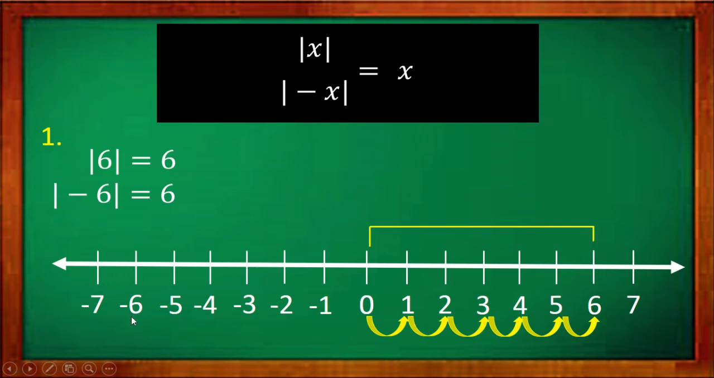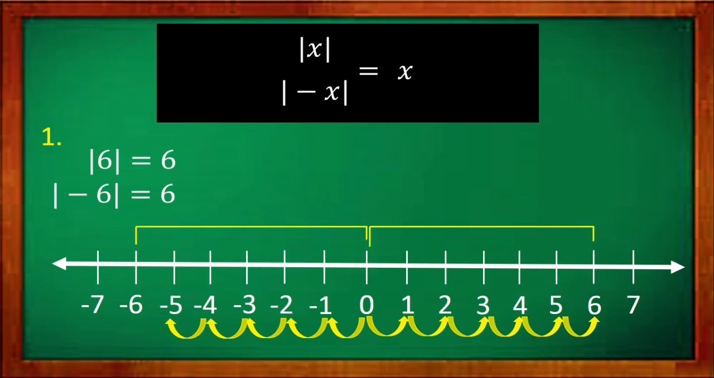Si negative 6, nandito siya sa left side natin. So, ibig sabihin, ang region niya is mula dito sa 0 hanggang dun sa negative 6. Bilangin din natin. How many moves do we have? We have 1, 2, 3, 4, 5, 6. So, meron din tayong 6 moves. Ibig sabihin, tama yung sagot natin na 6. And for number 1, the absolute value of positive 6 and the absolute value of negative 6 are both positive 6.